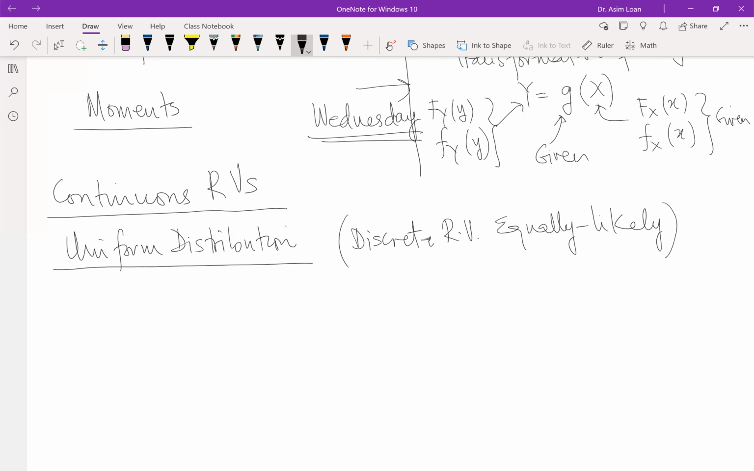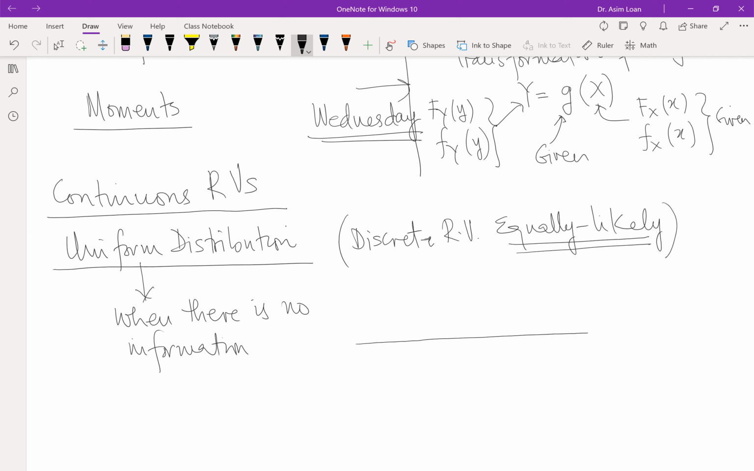So uniform distribution is used when there is no information about the experiment. What is uniform distribution? This is the same as the equally likely case. Equally likely case simply means, okay, if you say x is the random variable, x is uniformly distributed.